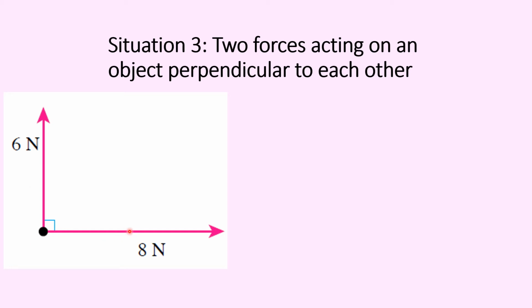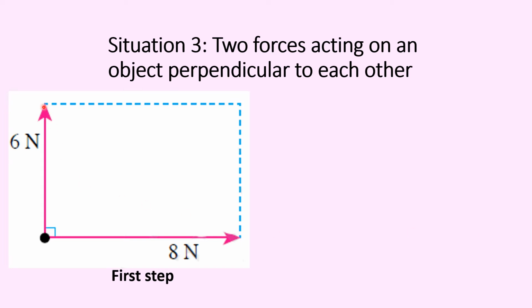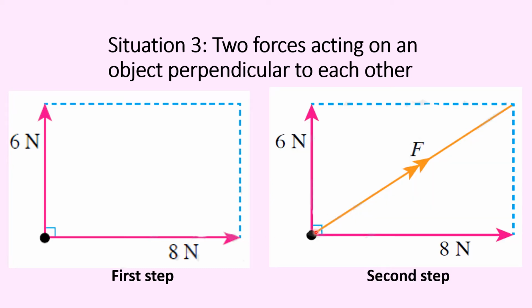So when you encounter a situation like this, the first step is to draw a rectangle here. You need to draw a complete rectangle. And then after you have completed the rectangle, what you do is draw the diagonal. That means you use a ruler and draw a straight line from this object to the diagonal of the rectangle. And this is actually the resultant force.